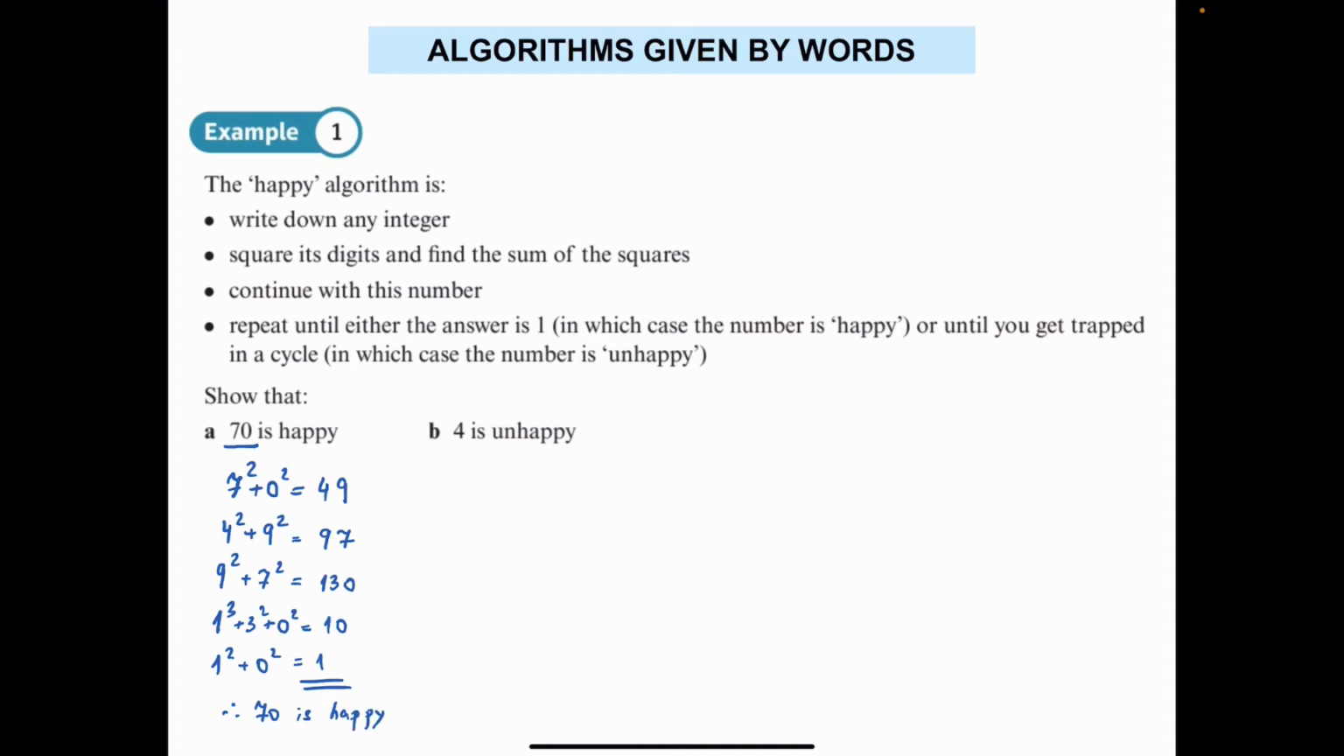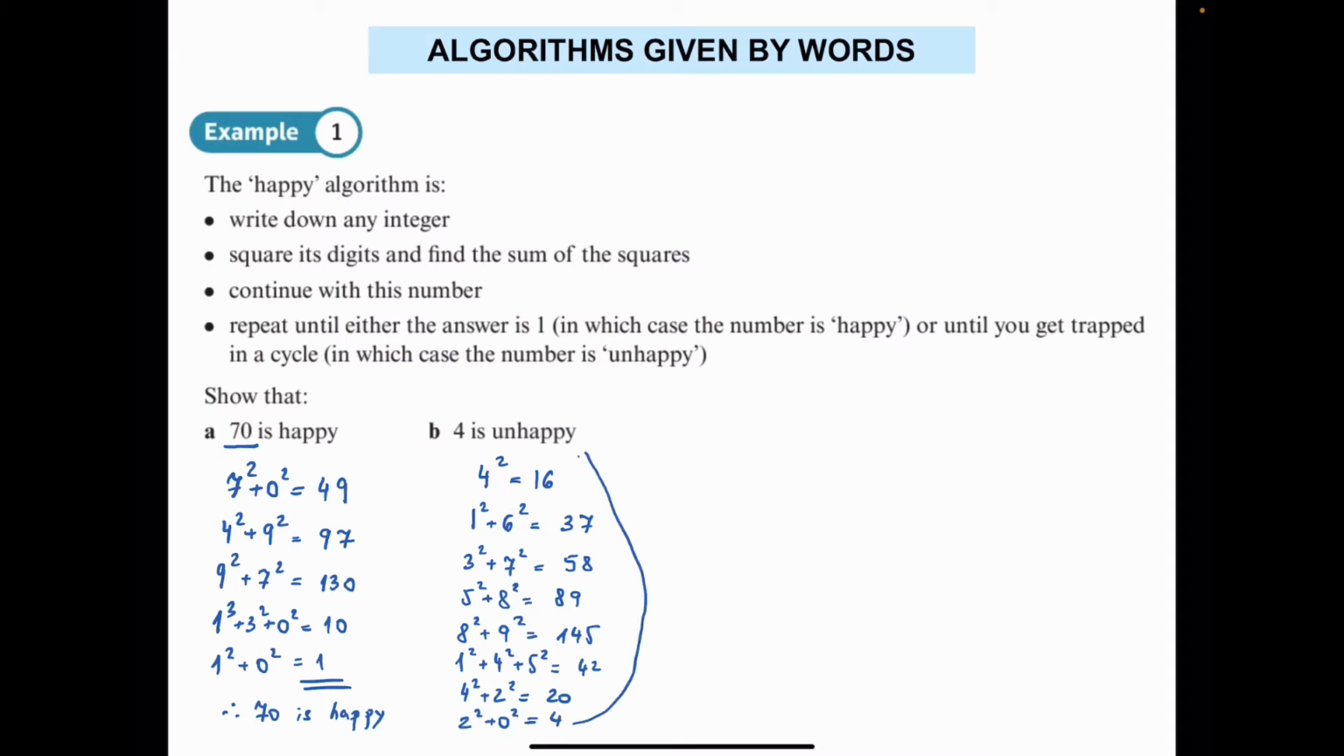If we do number 4, then 4 squared would be 16. Then I repeat the second step, 1 squared plus 6 squared is 37. So 3 squared plus 7 squared would be 58, and 5 squared plus 8 squared is 89, and 8 squared plus 9 squared would be 145, and then 1 squared plus 4 squared plus 5 squared, 1 plus 16 plus 25, is 42, and keep going, and then we get 20, and 2 squared plus 0 squared is 4 again, and that's the same as what we started with, so we are in a cycle, and that's why we can say number 4 is unhappy, based on the definition given in this example.